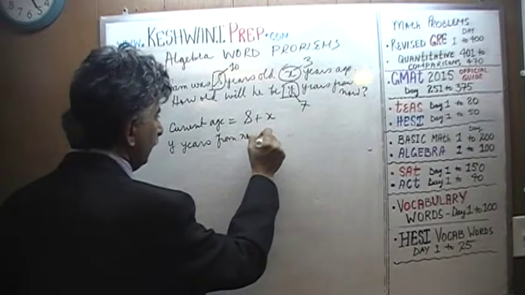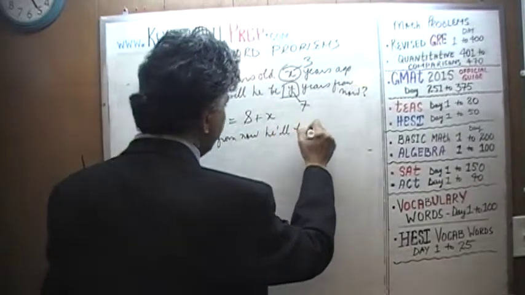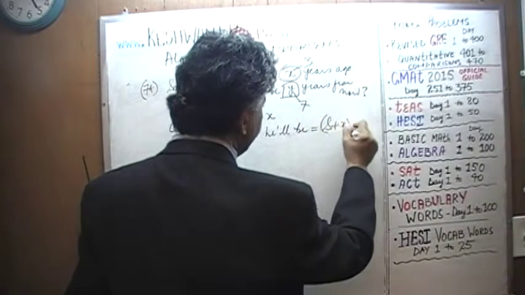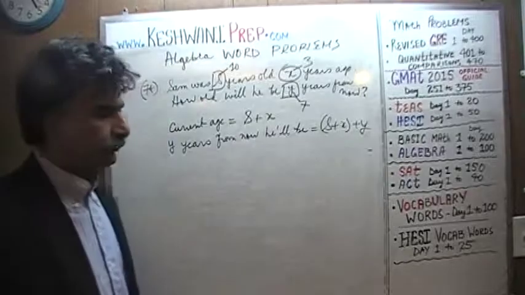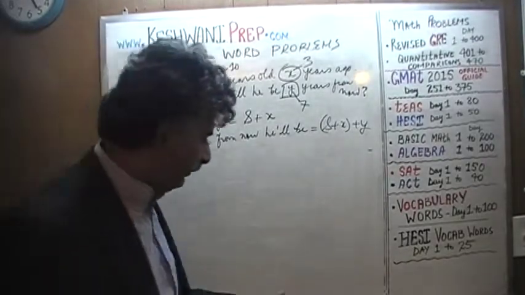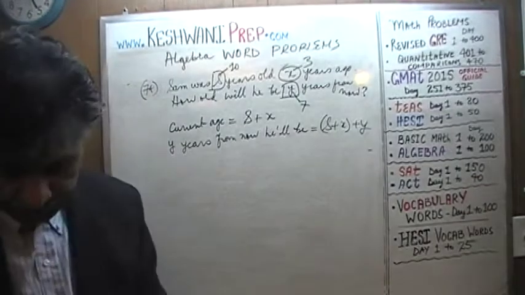Y years from now, he will be simply s plus x plus y. That's all. S plus x is the current age. Y years from now, you simply add up the y to it. Let's do the next one.